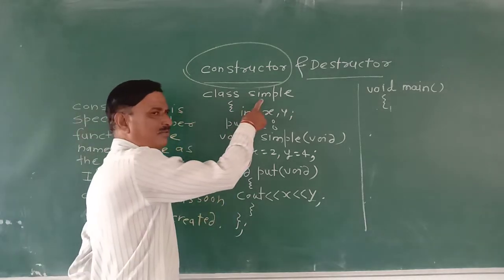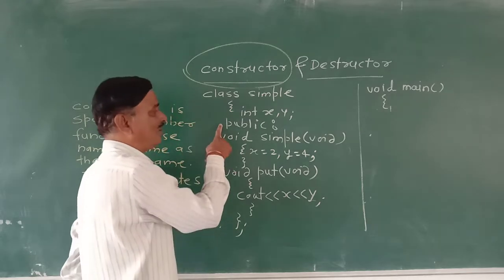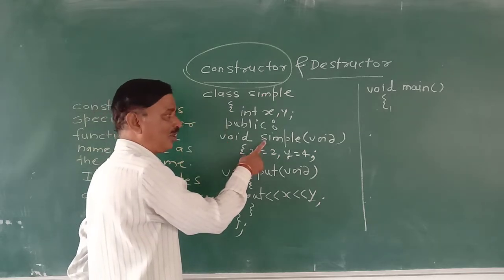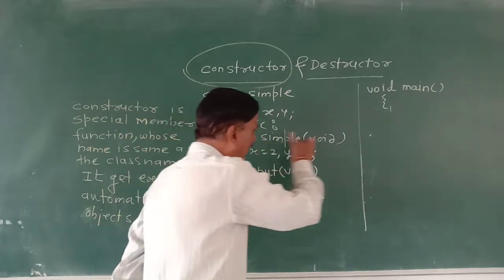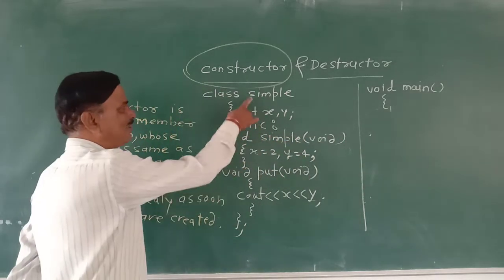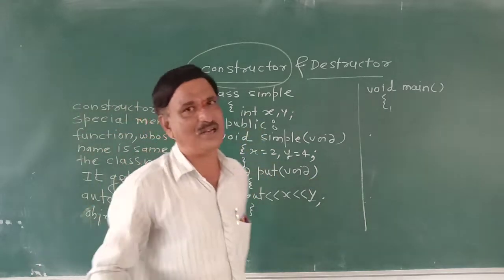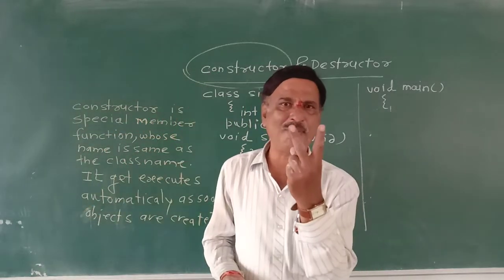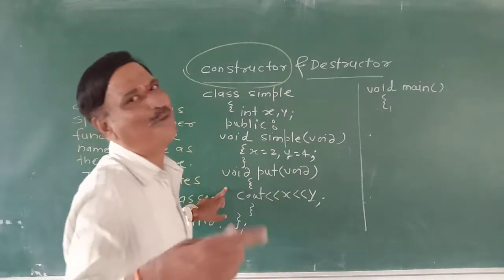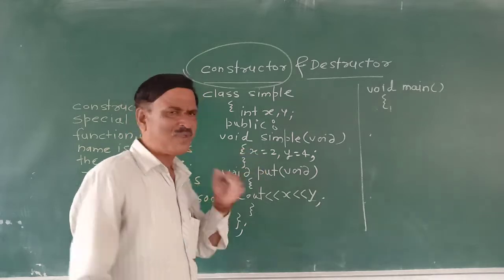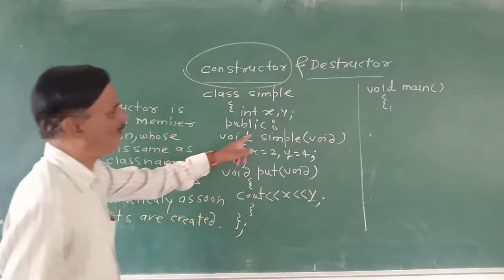Here is the class. Two data members are there, x and y. Inside the public there is one constructor because its name is same as the class name. Here is one function whose name is same as the class name. Here is another function whose name is not same as the class name. So there are two member functions, but one is constructor, another is ordinary member function, general member function. So constructor is a special member function whose name is same as the class name.